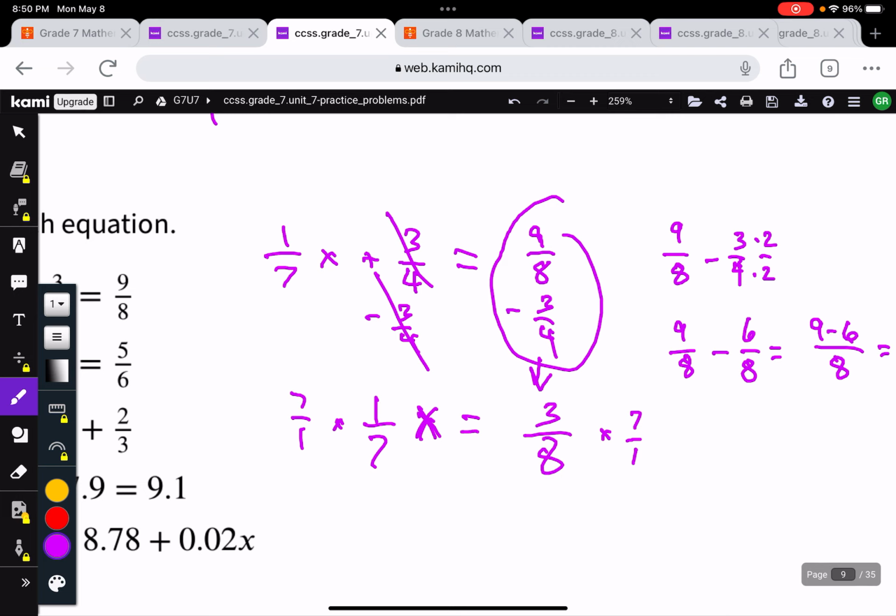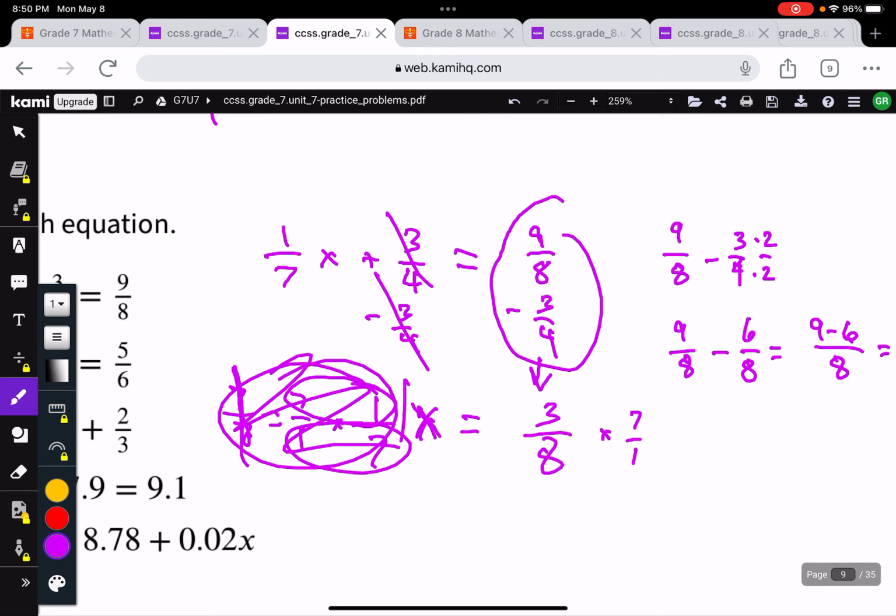And guess what? If I did this, 7 times 1 is 7. 1 times 7 is 7. I'm left with 7/7. Anything divided by itself is 1. And I'm back to everything cancels and just gives me 1x, which is what I want.